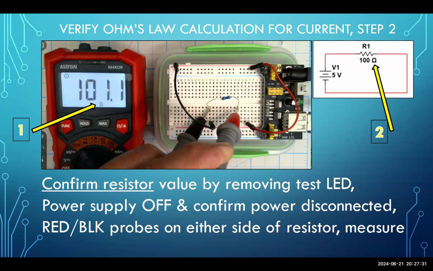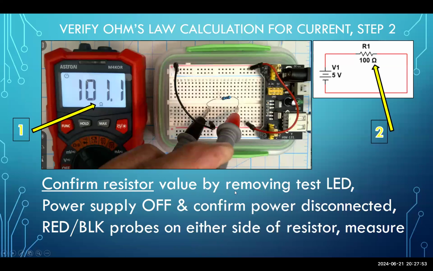Now, what we're going to do is confirm the resistor value. Just because you yanked it out of the bag doesn't mean you yanked the correct one out of the bag. So we have to confirm that the resistor on the board is in fact the 100-ohm resistor, because the schematic specifies it as 100 ohms. This better be the 100-ohm resistor. So how do we do that?